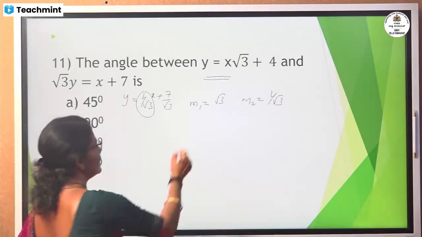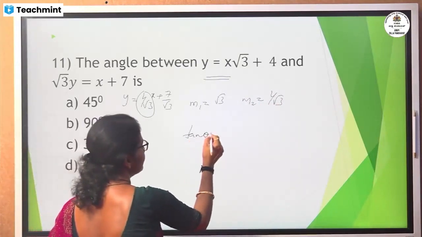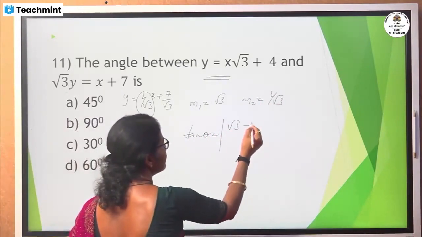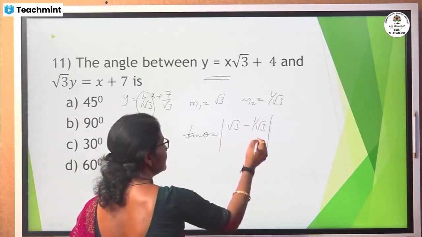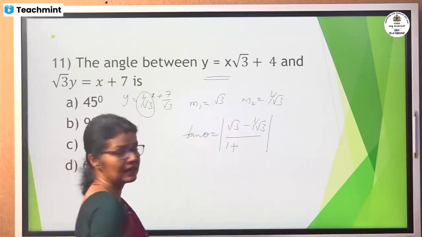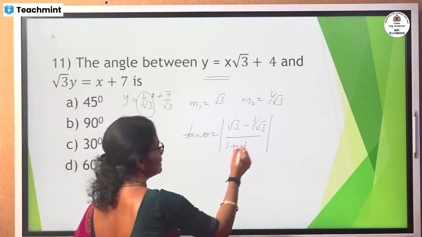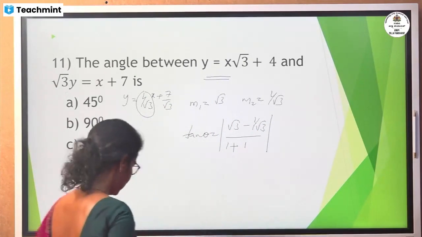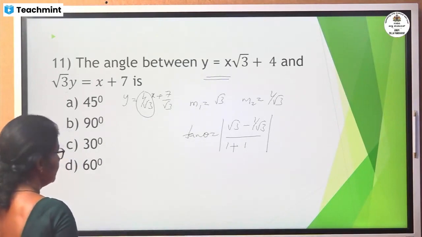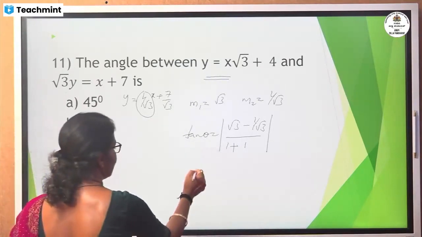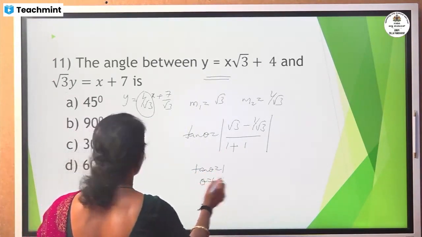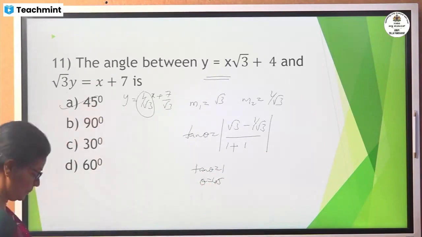Then use the formula tan theta is equal to the modulus of (m1 minus m2) divided by (1 plus m1 m2), that is (root 3 minus 1 by root 3) divided by (1 plus m1 m2). If you multiply, root 3 gets cancelled, so 1 remains, 1 plus 1, that is 2. Simplify this and check with the options. We'll get theta equal to 45 degrees, because here tan theta is 1. Which value of tan is 1? 45 degrees. That is the first option.